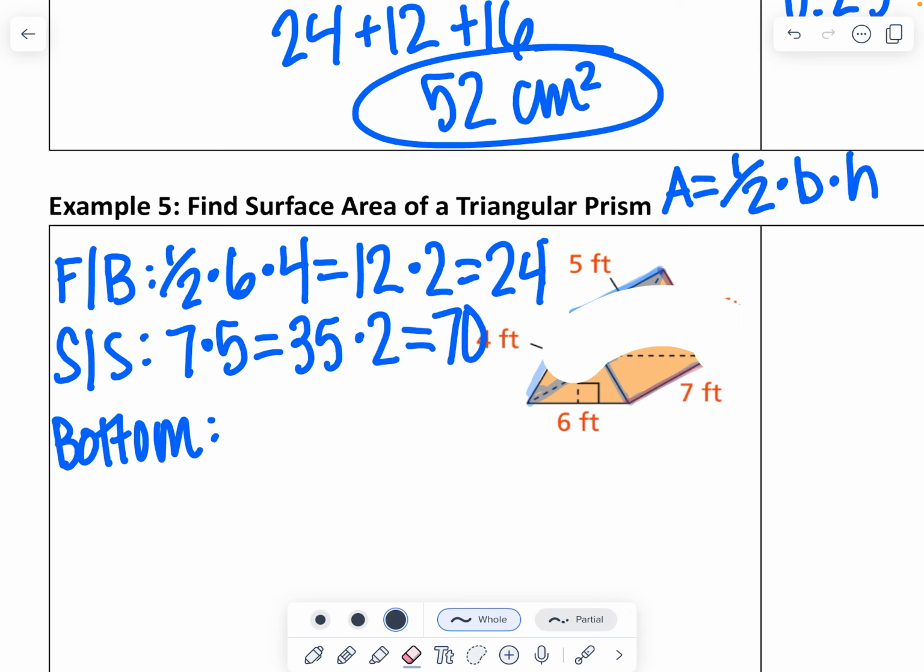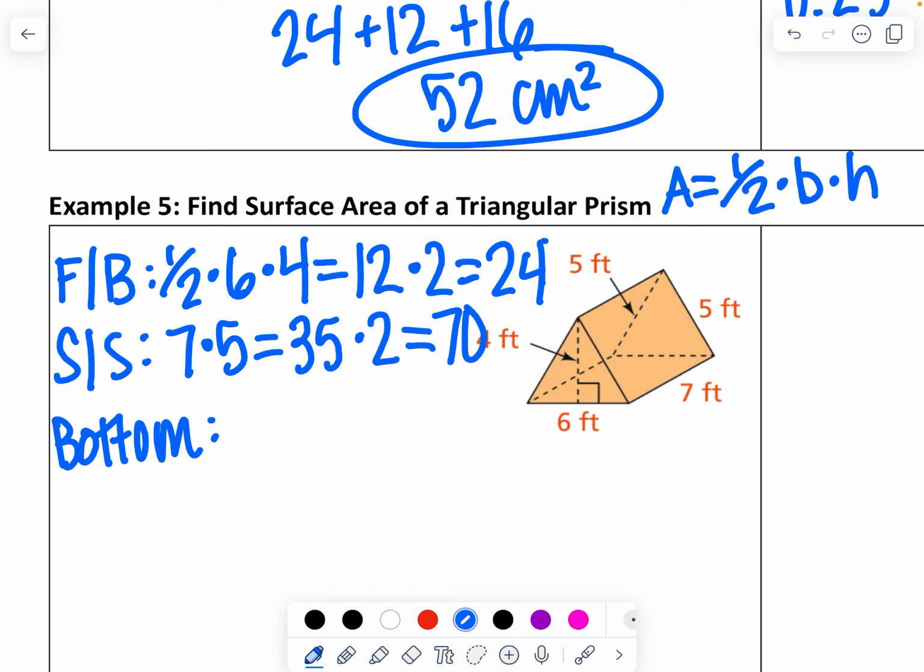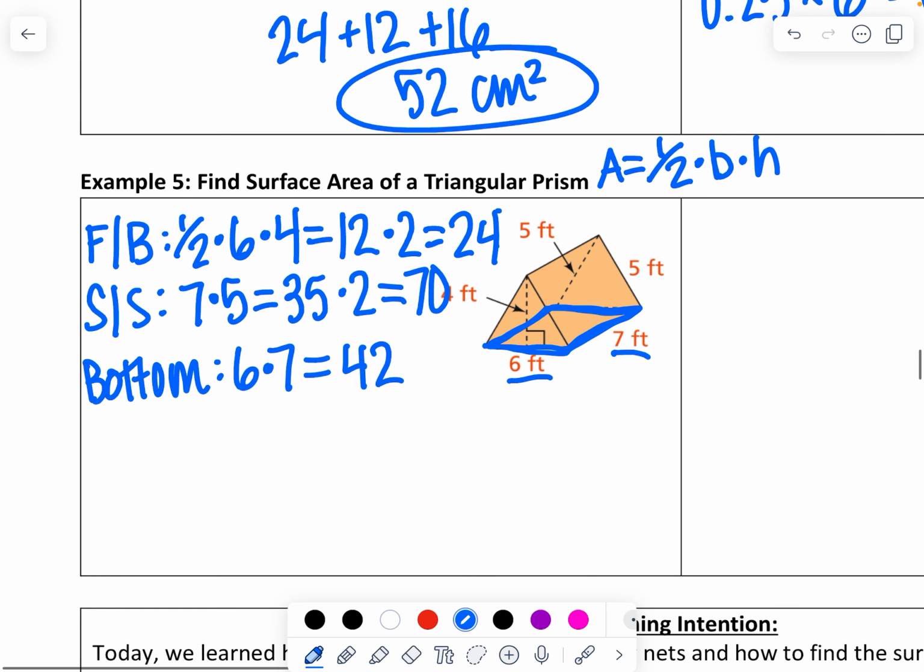And then the last thing we're going to do is the bottom, which is this one right here. And so just by outlining it, I can see the two numbers that I'm going to use. It's going to be 6 and 7. It's a rectangle, so I just multiply those. And 6 times 7 equals 42. So I found the area of all 5 faces, so now I have to add them together. So 24 plus 70 plus 42.